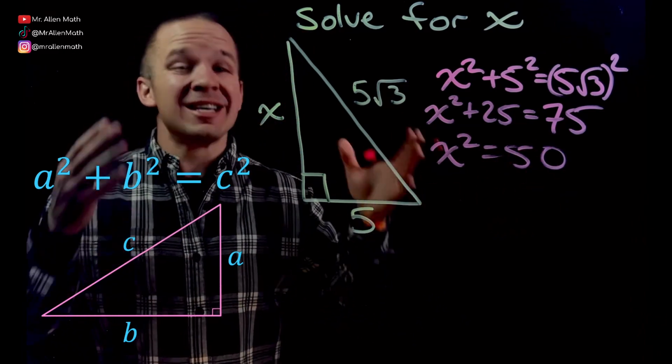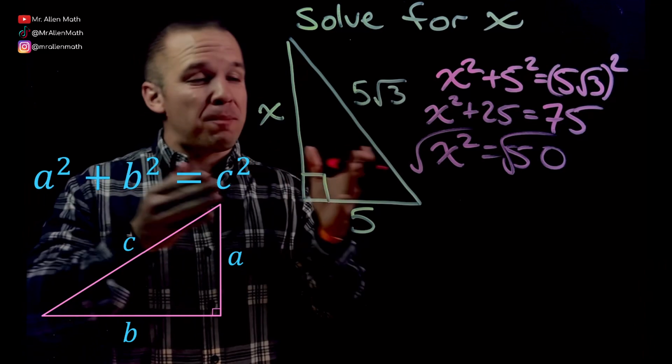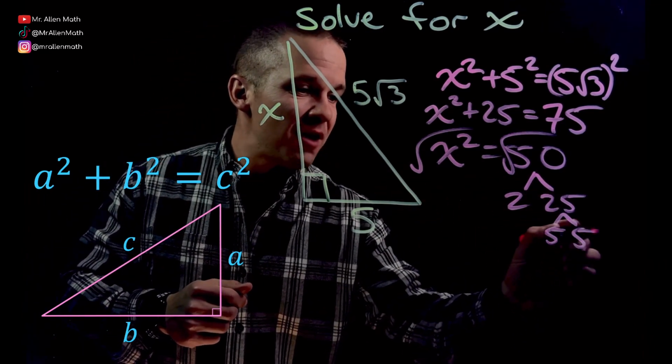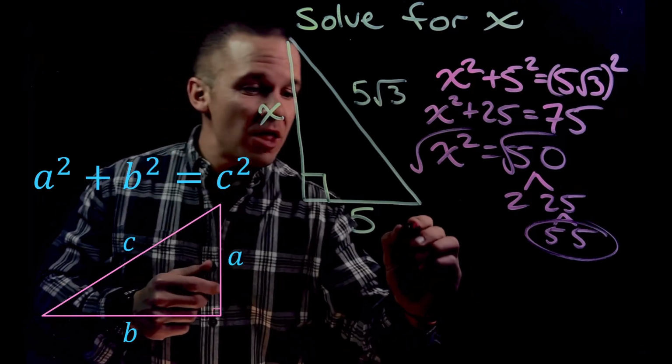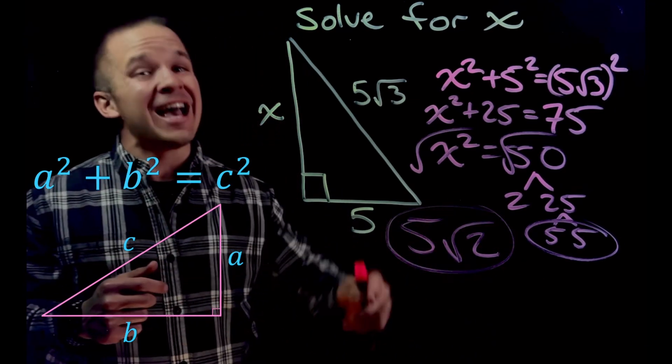Last thing I'm going to do here is I'm going to square root. But I've got to break down that square root of 50 if possible, and I can. 2 and 25, and then I got 5 and 5. Circle my pairs, the pairs come out, and I've got the root 2 left in. That's my final answer for x. That's what I'm talking about.